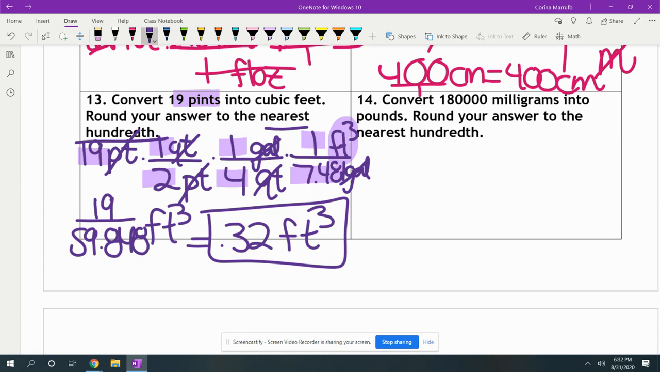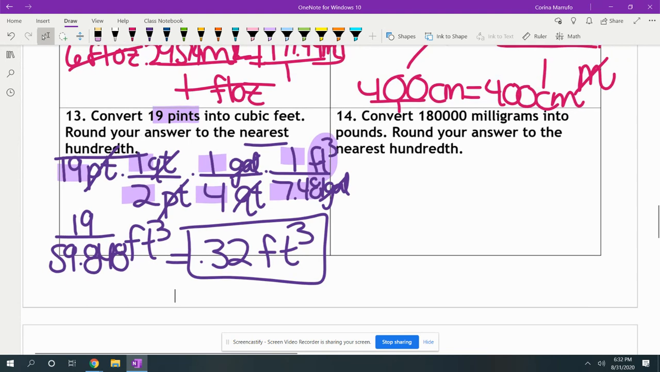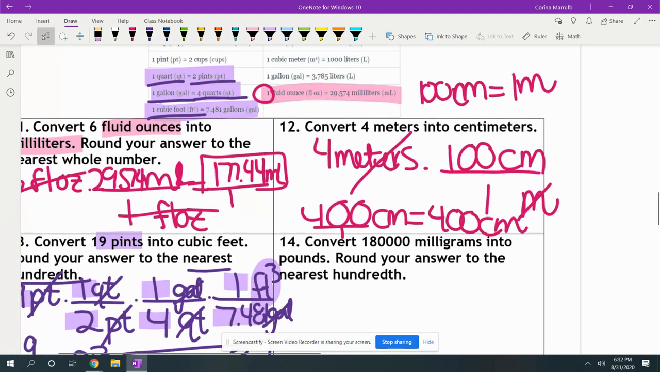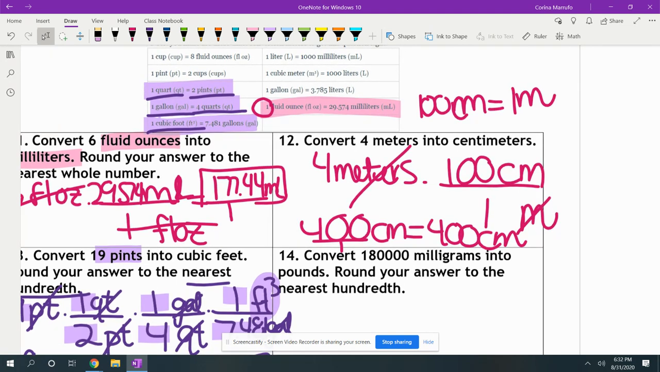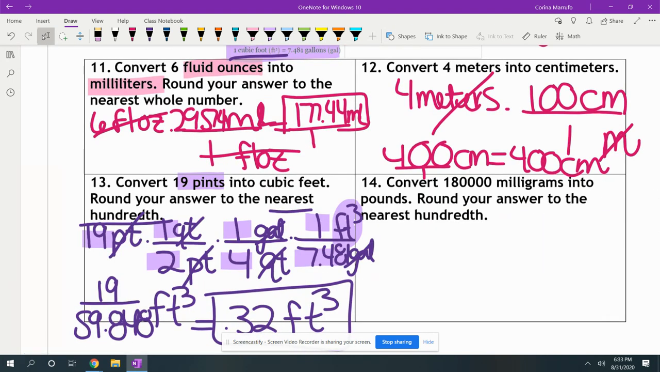All right, the next one is going to be convert 180,000 milligrams into pounds. So let's see if we have that information on here. Oh, we don't have the information for this one. So I guess we can go ahead and skip it because I think it's going to be a lot to look for. I think you guys are pretty much set up and good to go. On your test, I made sure that you do have the exact conversions that you need. And you will have one problem that requires you to do multiple steps. Only one problem, which would be like this one.